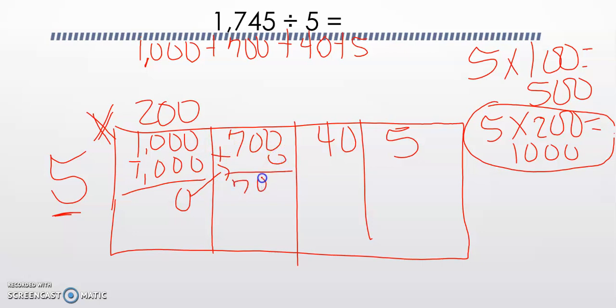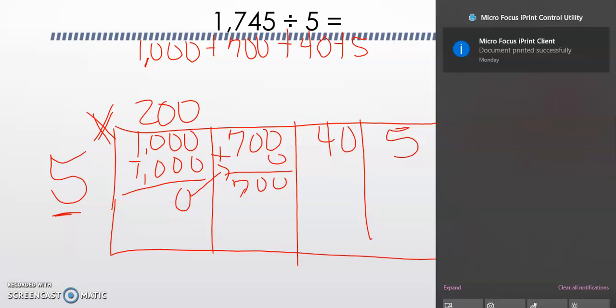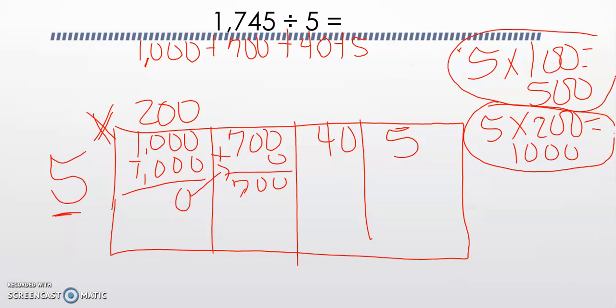So now I'm looking for 700 in my think box. I started off with 500. And next was 200. It gave me 1,000. So I'm going to go with the 500. Whatever I multiply my divisor by, I put it on top. And the answer that I get goes inside. So 700 minus 500, 200. Add what's left to the next box.